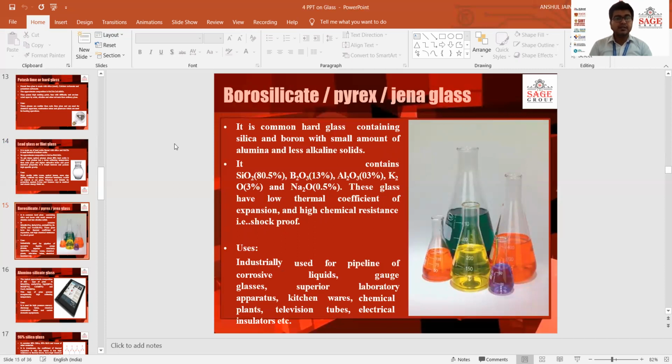They are also utilized in superior laboratory apparatuses, manufacturing of those apparatus which are used in labs. They are used in kitchenwares, chemical plants, television tubes, and electrical insulators.